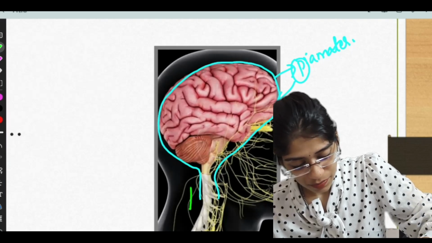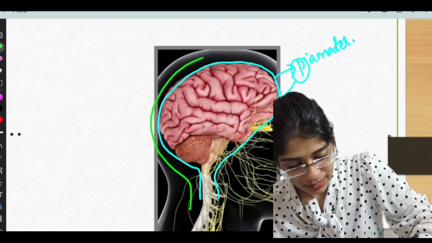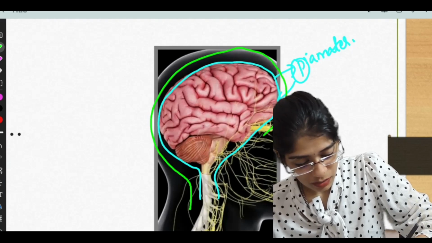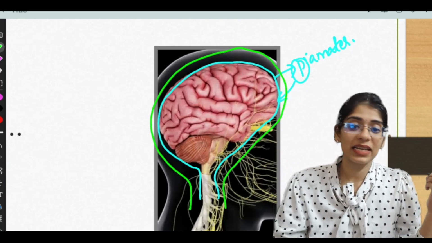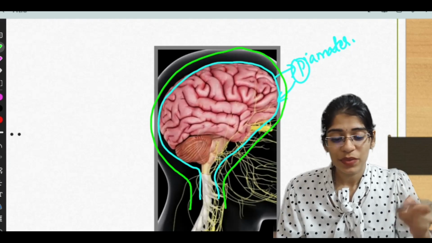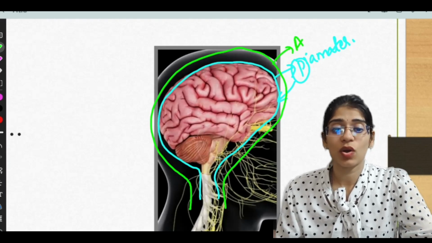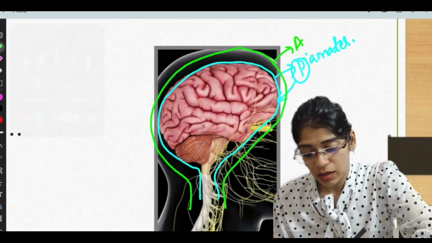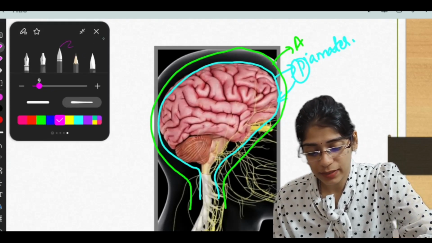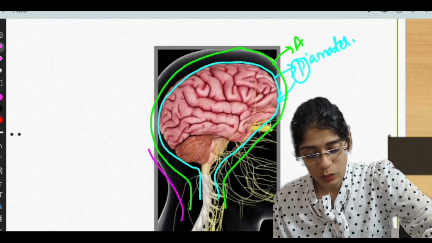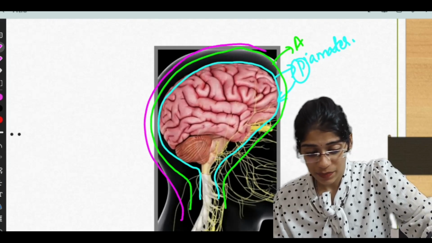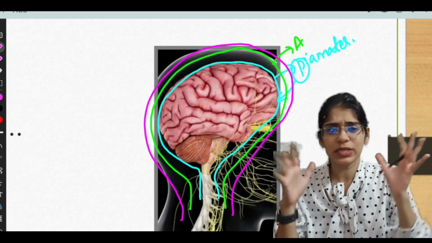The layer that is at the middle in the meninges, this green color that I have drawn, which layer is it? Very good. That is arachnoid matter. After that, we have the outermost layer which is close to the skull. Yeah, the outermost layer of the meninges.